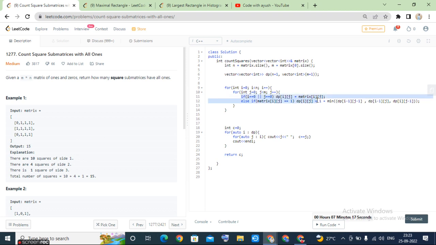If your row or column is 0, then the dp value is just the same as the matrix value, right? It will be 0 or it will be 1. If the matrix value at this point is 1, then only you will have some dp value, otherwise you will have 0 as the dp value.